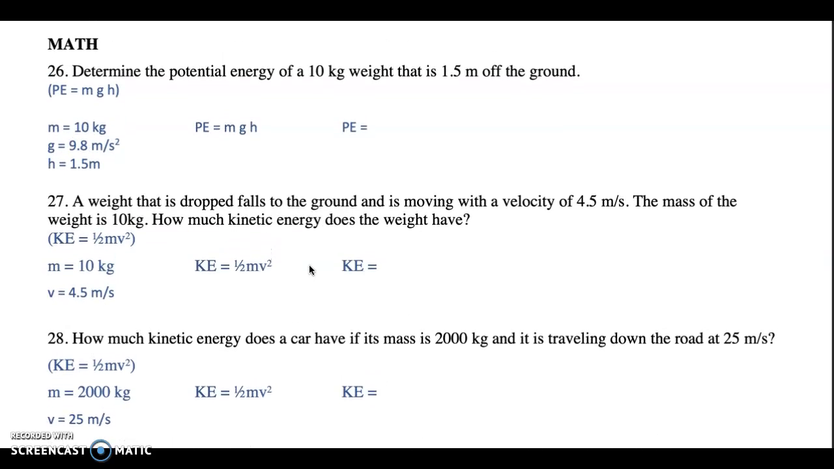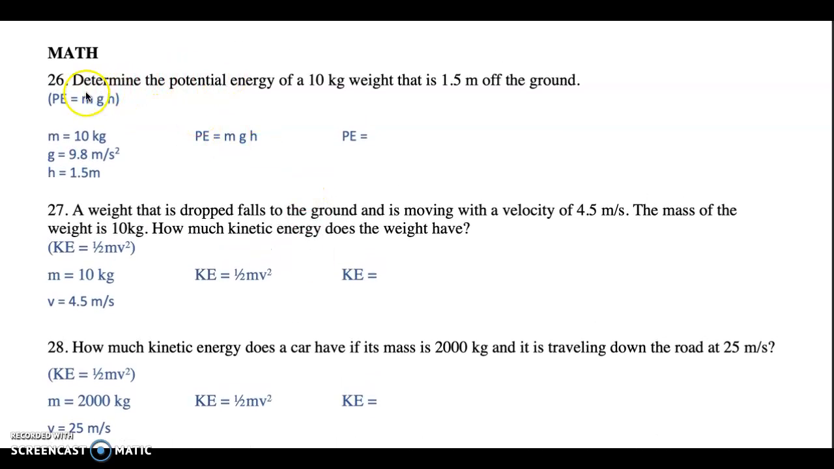Now we're getting to the math problem, so I'll spend a little bit more time here. So what I did is I took the equations, potential energy, which is mass times gravity times height. I laid out the mass, gravity, and height constant. And now I'm just going to plug them in. So the mass is equal to the 10 kilograms times my gravity, which is 9.8 meters per second squared, times 1.5 meters. I multiply all of them together, and give me a second to calculate, 10 times 9.8 times 1.5 gives me 147 joules of potential energy.